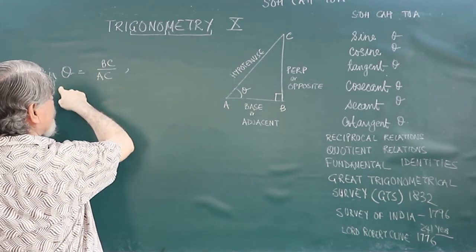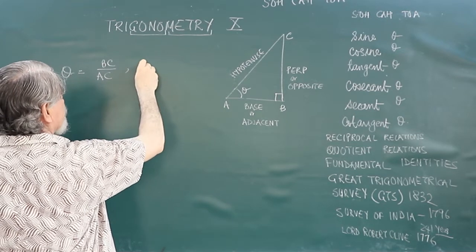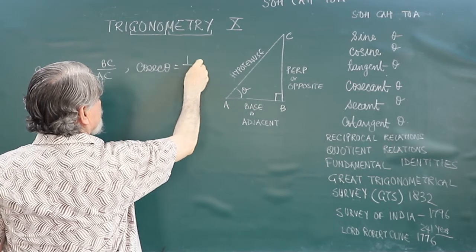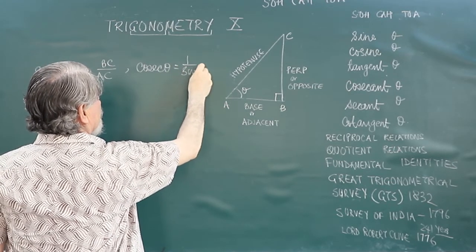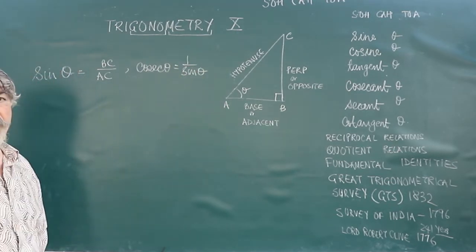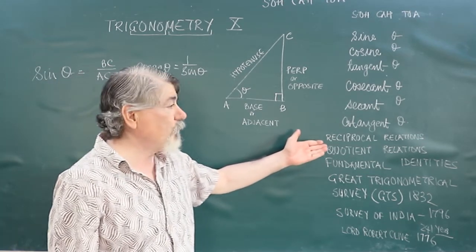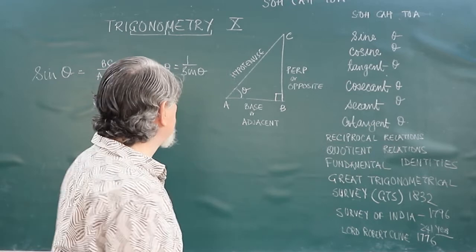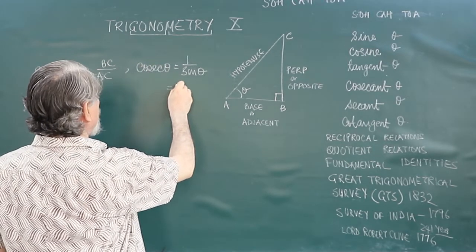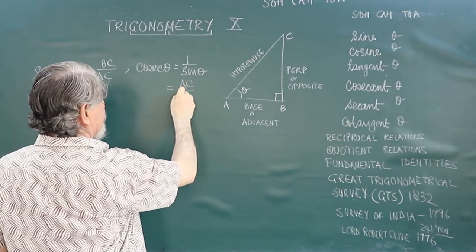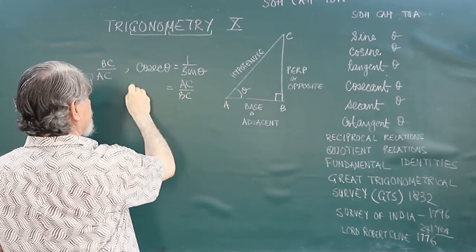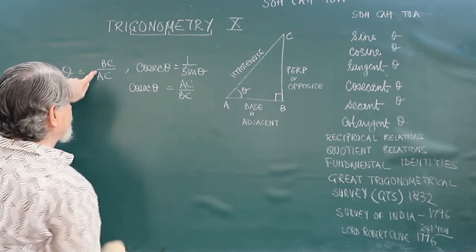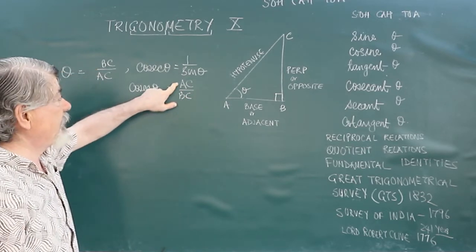Now if I want to calculate cosec theta, cosec theta is 1 upon sine theta. That is why they are called reciprocal relation. And it will become what? AC upon BC. Cosec theta is AC upon BC. It was BC upon AC for sine, and it is AC upon BC for cosec.